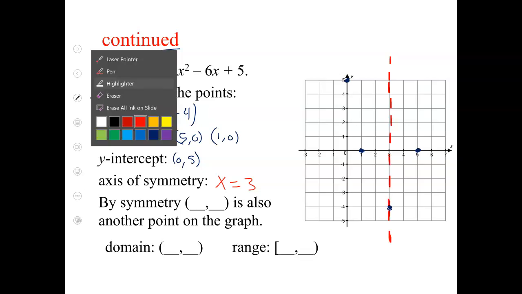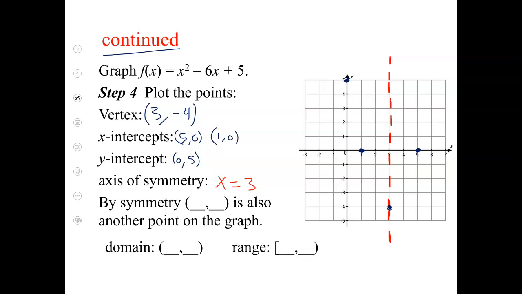So we see it. And then what we want to use, by using that symmetry and looking at our y-intercept, we can find its symmetrical point on the other side. If I know I have the point 0, 5, what other point do I have to have over here? 6, 5. I can use that symmetry to fill in that last point, and there's my graph.